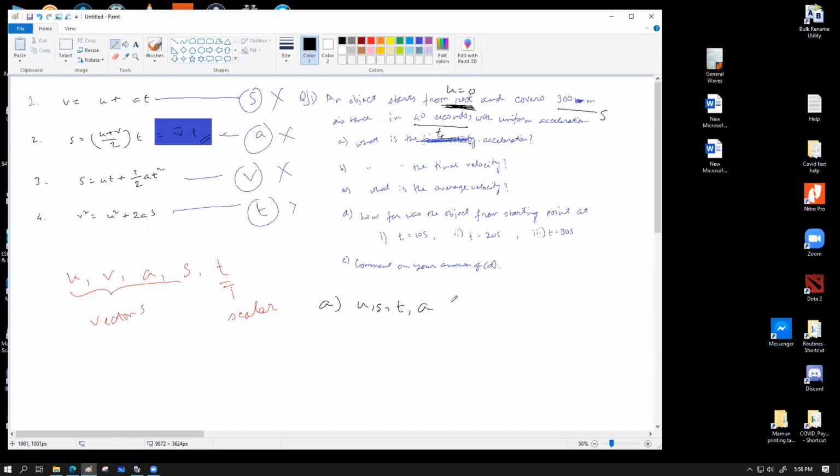Out of these five variables, velocity v is missing. So which equation do you go for? The third one. So let's go for it. s equals ut plus half at square.